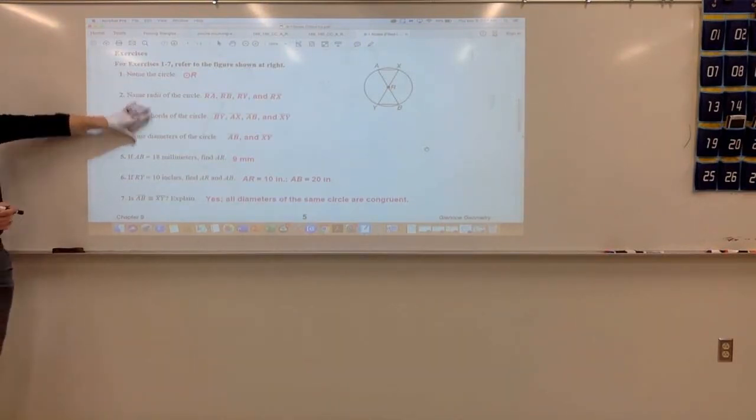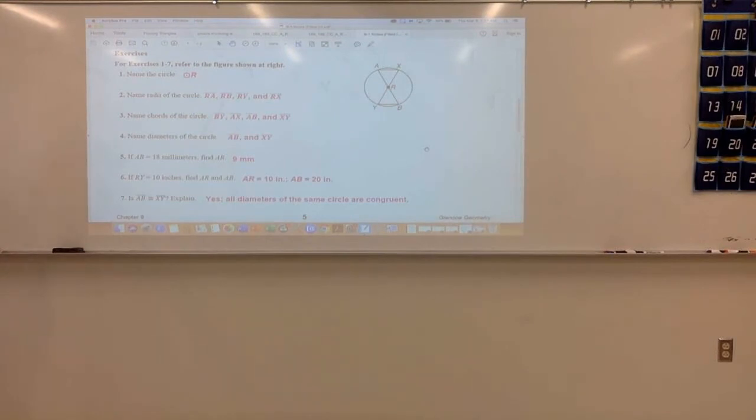What questions do we have on this notation, diameters, radii, anything on these? All right, then let's flip over to the back.